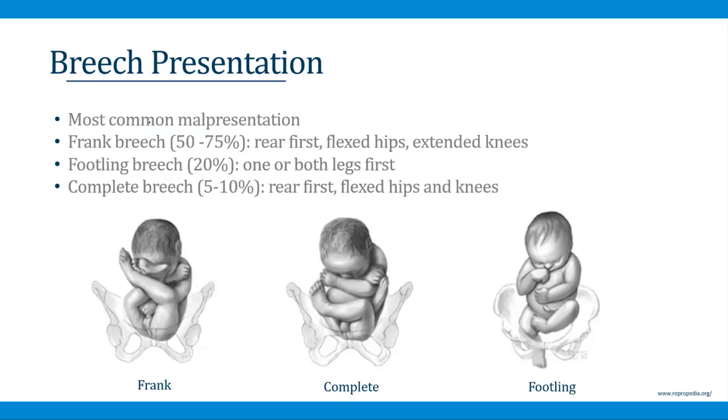Breech presentation is the most common form of malpresentation, and there are a couple of subtypes of breech presentation, all shown on this slide. The most common subtype is a frank breech. That's when the rear is the presenting part, but the hips are flexed and the knees are extended so that the feet are in front of the baby's face. In a complete breech, the baby's legs are folded like this, and in a footling breech, one or both feet are the presenting part. I talk about the management and delivery of babies in breech position in another video.